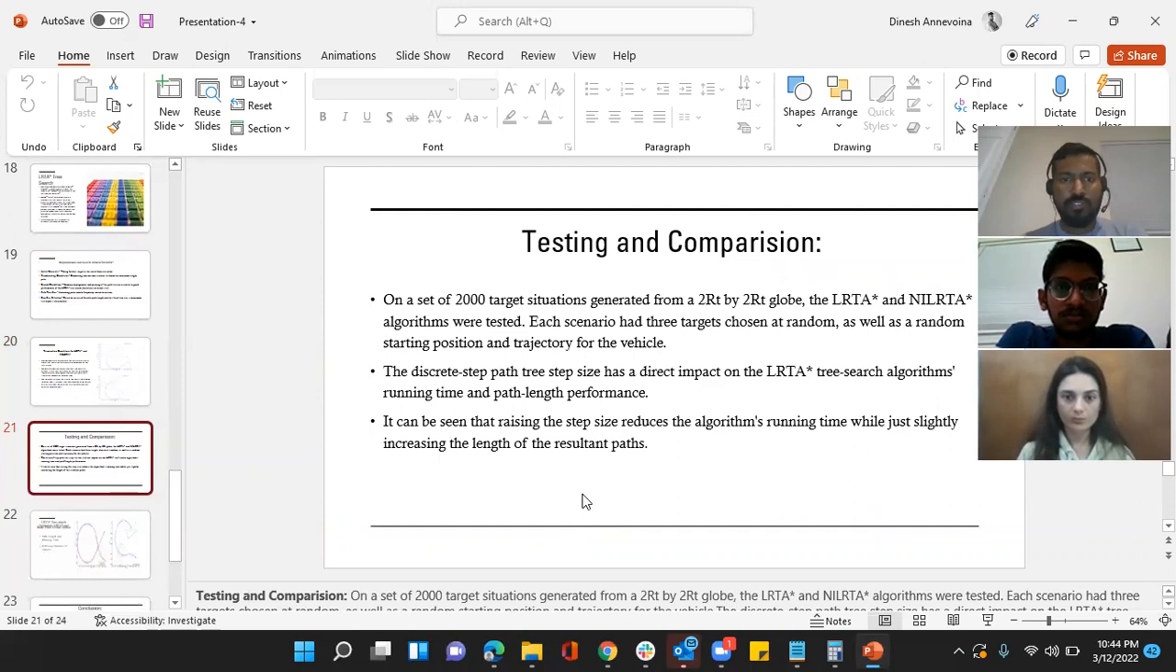And testing and comparison. A few experiments were done using these two algorithms. They made about 2000 target situations using this 2RT and 2RT globe for both the algorithms, learning real-time A-star and no-improvement real-time A-star. They both took discrete steps to find the optimal path, and they worked on three such algorithms to find the running time, closest running time and optimal path to improve the performance.